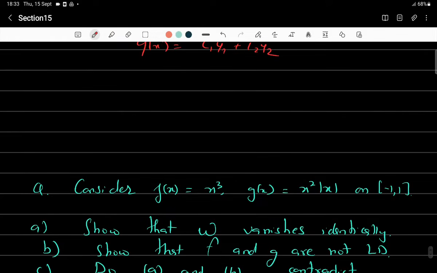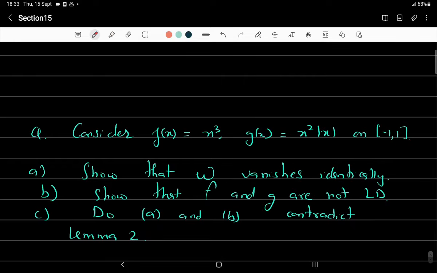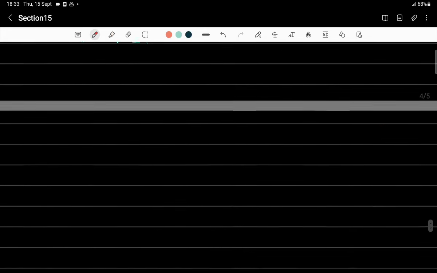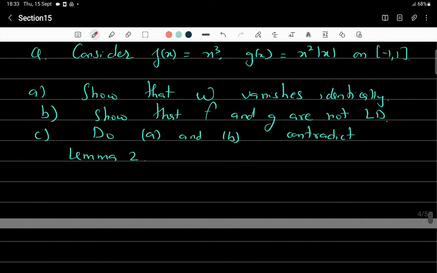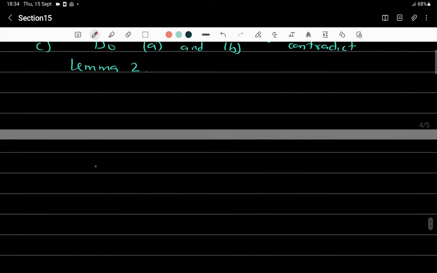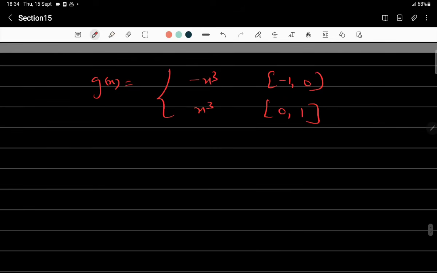So let's move to the last question of this section. Consider two functions f and g, x cube and x square mod x, over the interval minus 1 to 1. Show that W vanishes identically. Let's try to prove why W vanishes identically. To find the Wronskian, I do not know how to differentiate g of x directly. It means I have to consider g of x over the two intervals, minus 1 to 0 and 0 to 1, and on both intervals I have to compute the Wronskian.